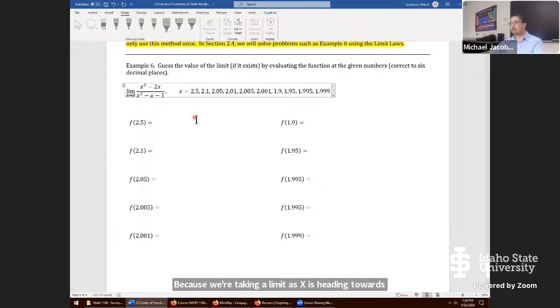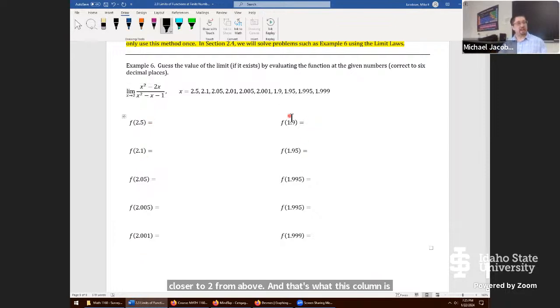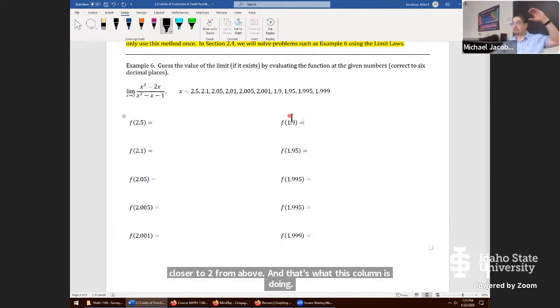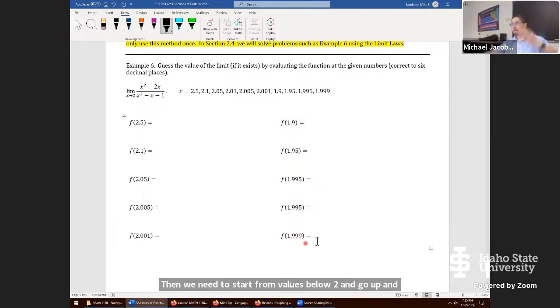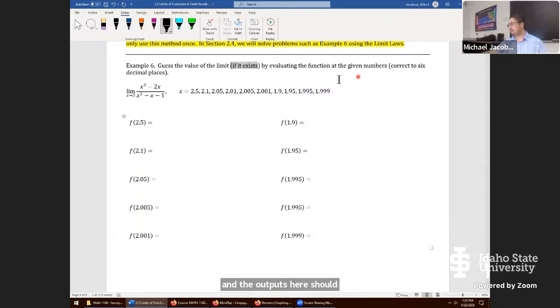the best way to guess the limit is, well, this is a double-sided limit, right? We need to start at values above 2 and get closer and closer to 2 from above. And that's what this column is doing. Then we need to start from values below 2 and go up and up and up, getting closer to 2 from below, and see what values we get here. Now, if the limit exists, then the outputs here should be getting closer and closer to the outputs here. It shouldn't matter what side you approach to get the right value. If the limit doesn't exist, either the numbers here are getting wild, or they have nothing to do with the numbers here. The left-hand and right-hand side limits are different in that case.